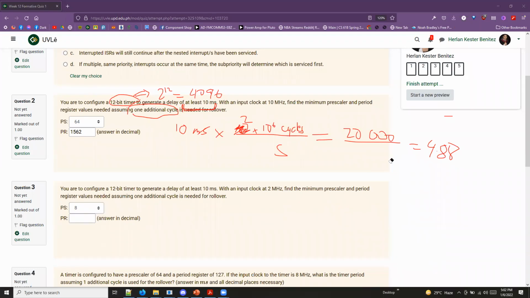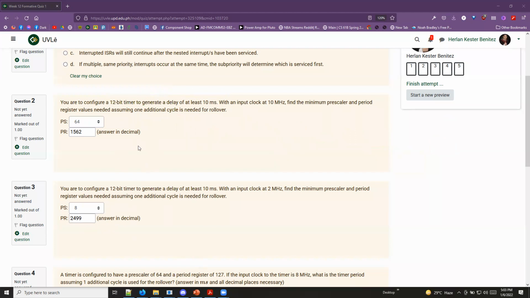So instead, we divide this now with 8. And get 2,500. So yun yung dapat value ng ating timer period. And then there's one additional cycle for rollover. So we just subtract this by 1. So that is for this part.